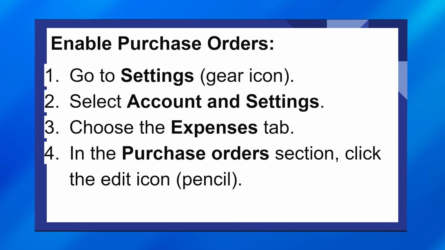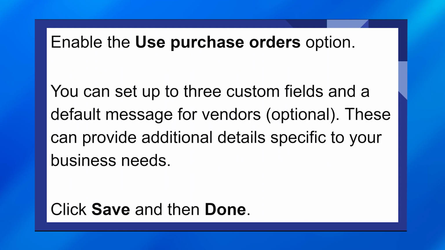Choose the Expenses tab. In the Purchase Orders section, click on the Edit icon. Then, enable the Use Purchase Orders option. You can set up to 3 custom fields and a default message for vendors. These can provide additional details specific to your business needs. Click Save and then Done.